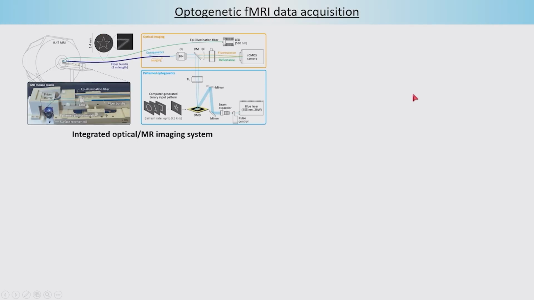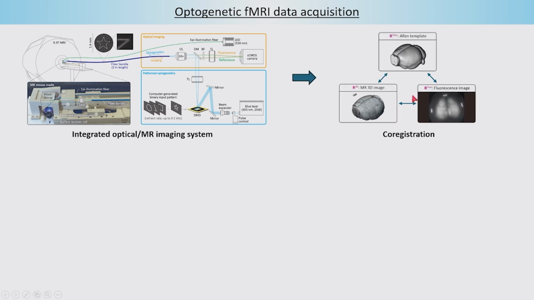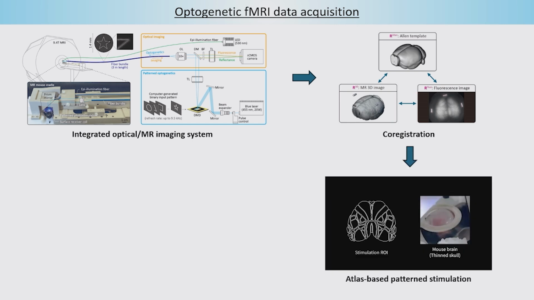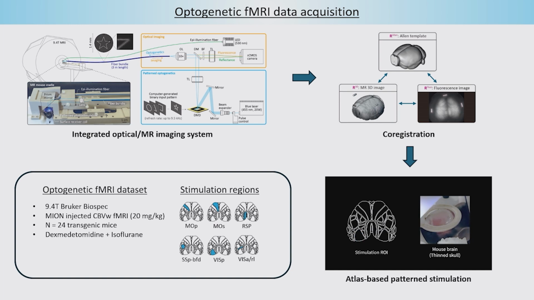For this, we developed an integrated optical MRI imaging system for flexible stimulation throughout the cortex. After co-registration of the mouse brain atlas and the images in the native space, we were able to stimulate the cortical regions sequentially in a single subject. For better specificity, we acquired CBV-weighted fMRI from 24 transgenic mice, and all of these experiments were conducted under dexmedetomidine and isoflurane anesthesia, which is most commonly used in mouse resting state fMRI. We targeted these 6 cortical regions for stimulation.